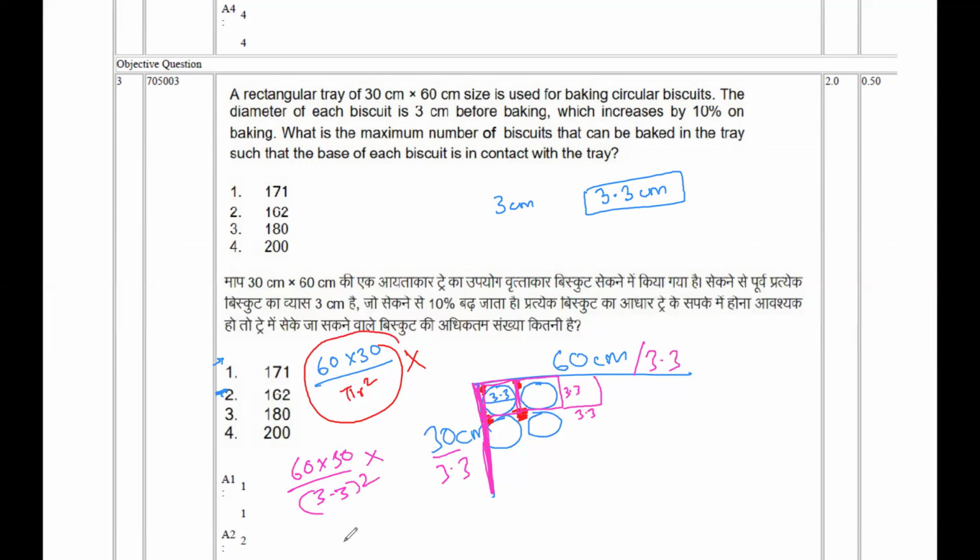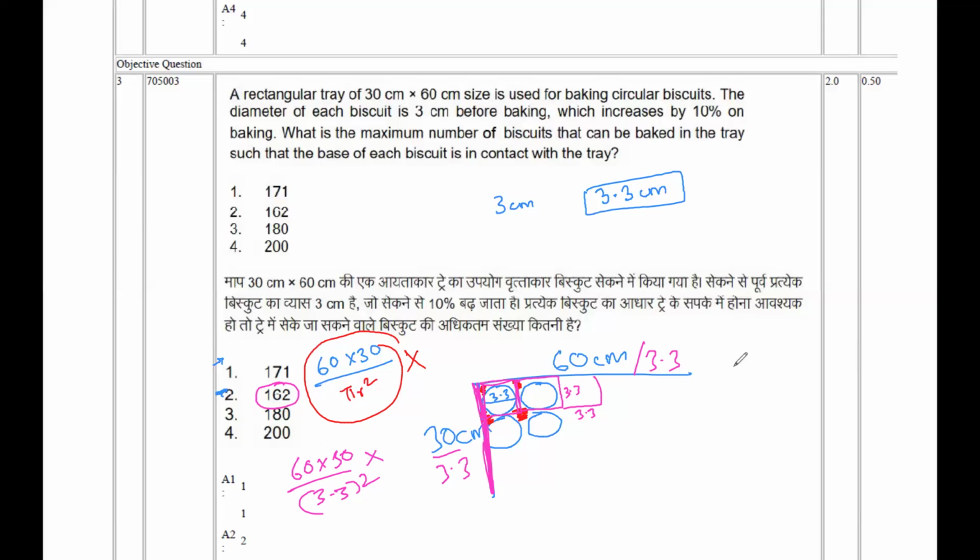See, let's calculate. Just make sure all the units are in centimeters. 60 into 30 divided by 3.3 square. It gives me 165. So 165, you might say, okay, 162. Yeah, I'm getting 162.289. So you'll say 162.289, so 162 should be my answer. But wait a minute, let's double check the whole thing if it's correct.